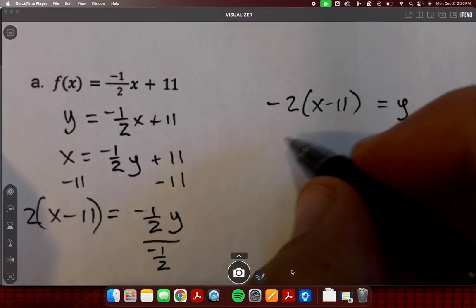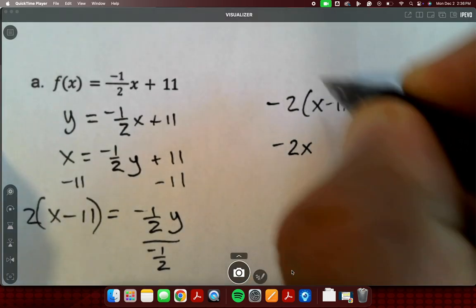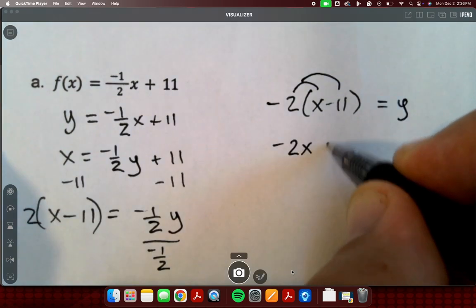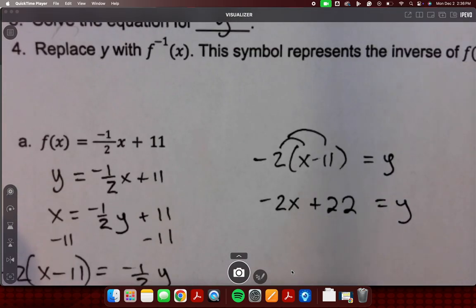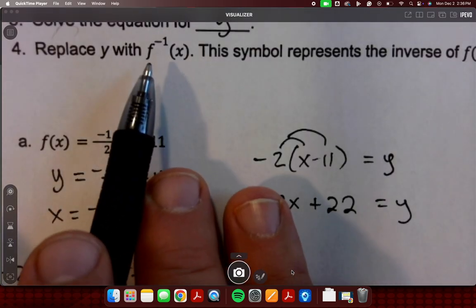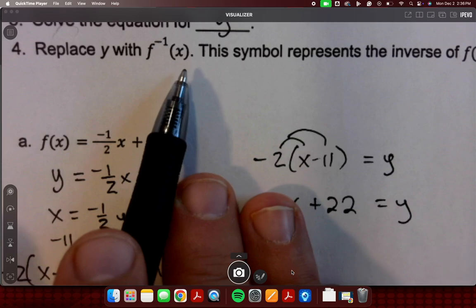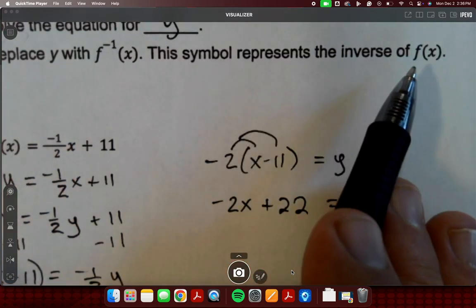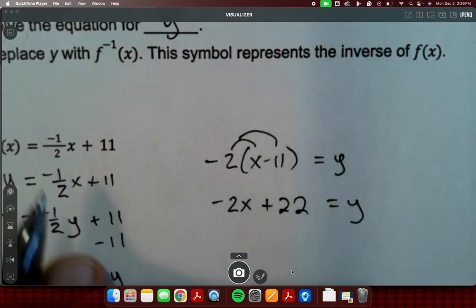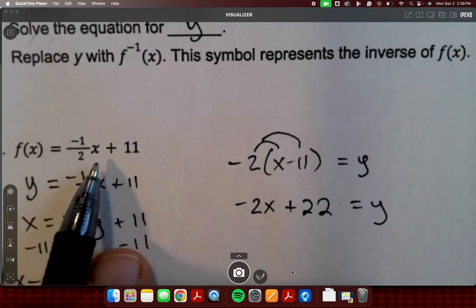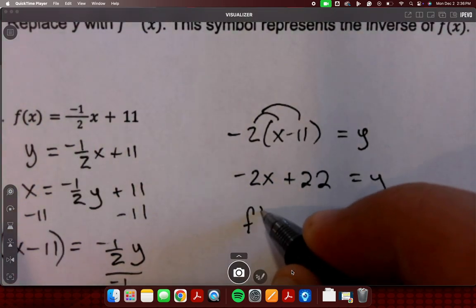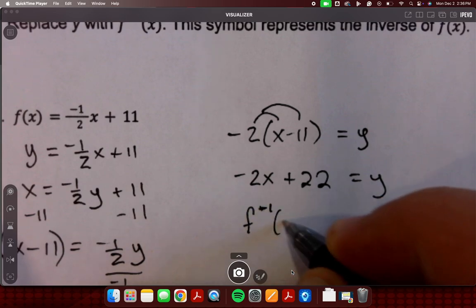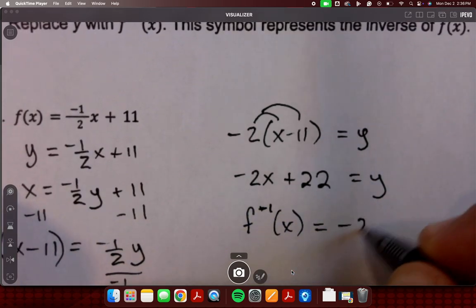And I'm going to go ahead and distribute that -2 through and make it a plus 22. And our final step is to replace the y with f to the -1 of x. So this represents the inverse of f of x, because this is its own function that we started with. We're creating a new function that is the inverse of f of x.